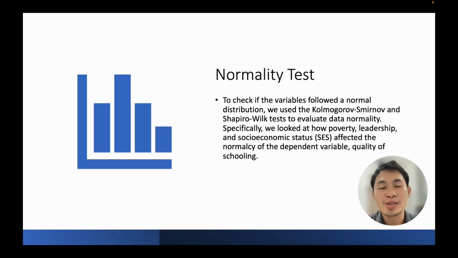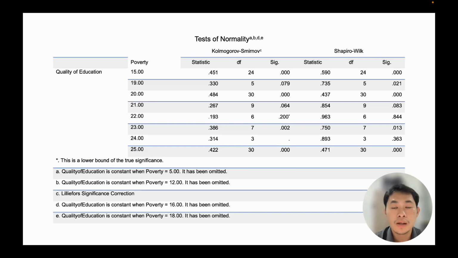Next is the normality test. To check if the variables follow a normal distribution, we use the Kolmogorov-Smirnov and Shapiro-Wilk tests in SPSS to evaluate the data normality. Specifically, we look at how poverty, leadership, and also socioeconomic status affected the normality of the dependent variable, quality of schooling. These are the results of the normality test for adult poverty, and these results suggest that the data for the quality of education variable did not follow a normal distribution when considering this specific poverty level.